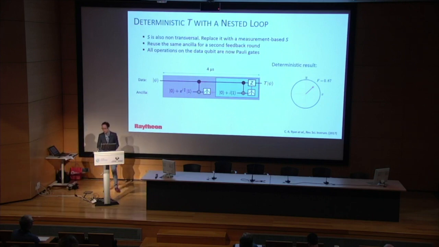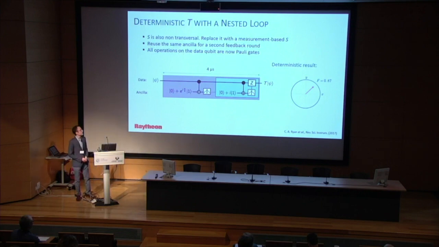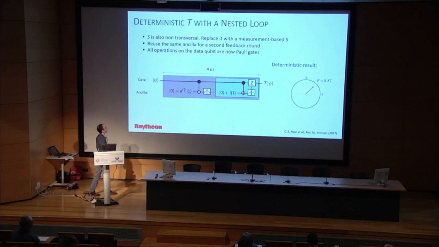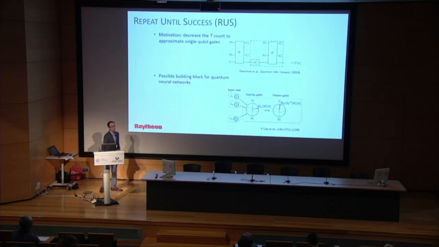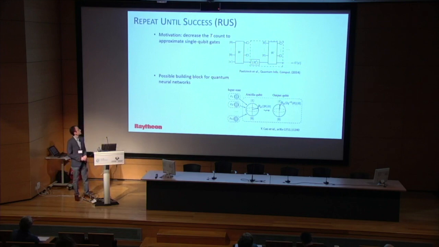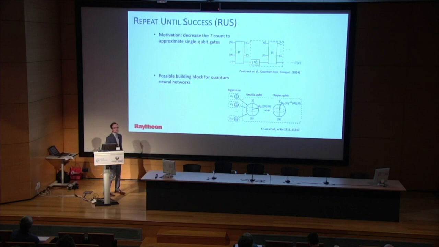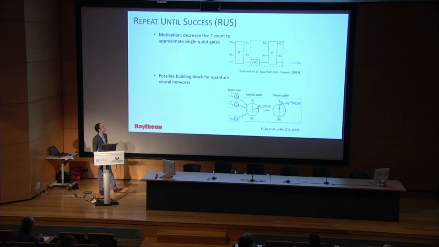There are other cases we explored, basically to test the hardware and try to implement additional functionalities. One of these is a so-called repeat-until-success, which has been proposed at Microsoft as a way to decrease the number of T-gates that will be needed to approximate an arbitrary single qubit gate. It's in this paper over here. So the idea is that you might want to repeat a certain number of gates until the condition is met. That's where the name comes from.